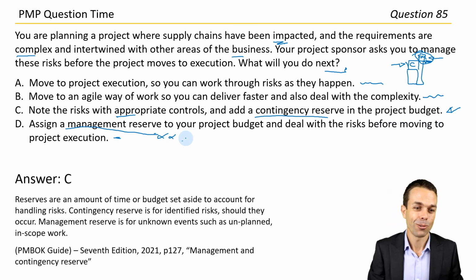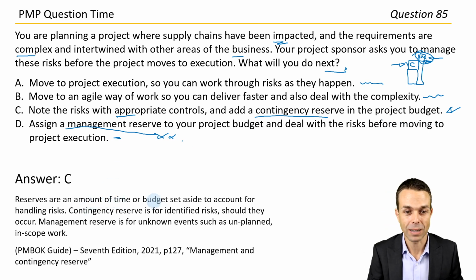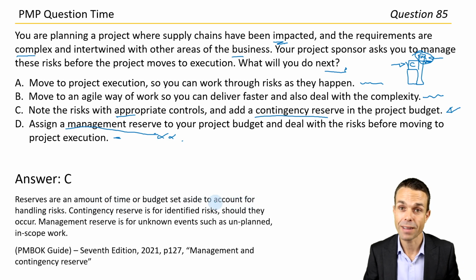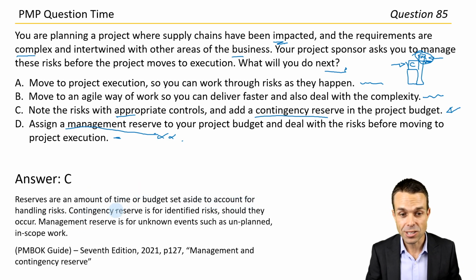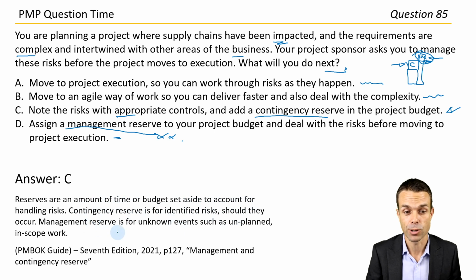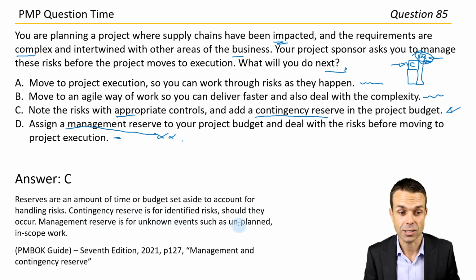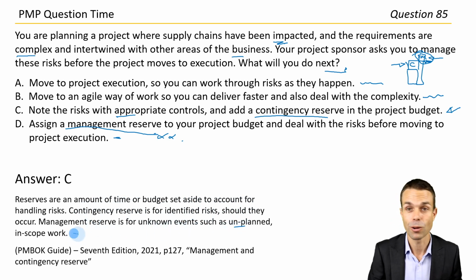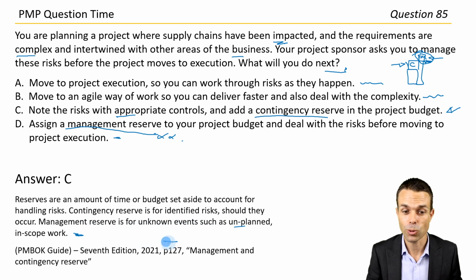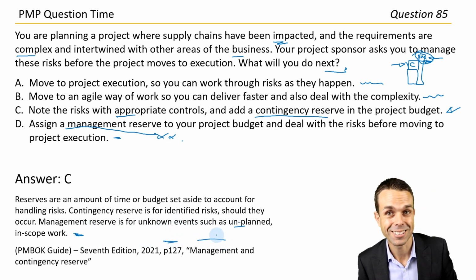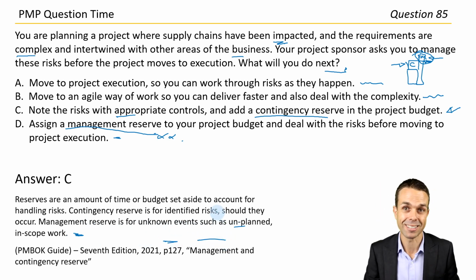Excellent work. Reserves are an amount of time or budget set aside to account for handling risks. Contingency reserve is for identified risks, should they occur. Management reserve is for unknown events, such as unplanned, in-scope work. And that's page 127, Management and Contingency Reserve in the PMBOK Guide 7th edition.